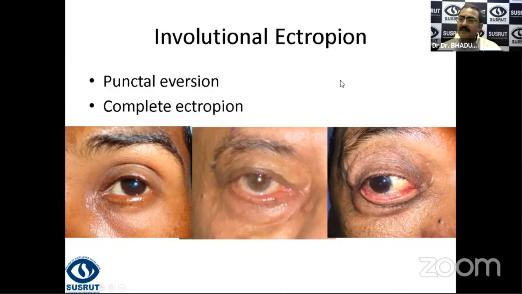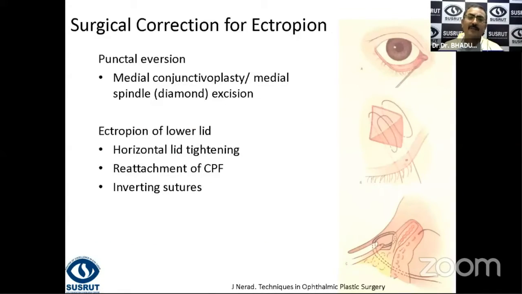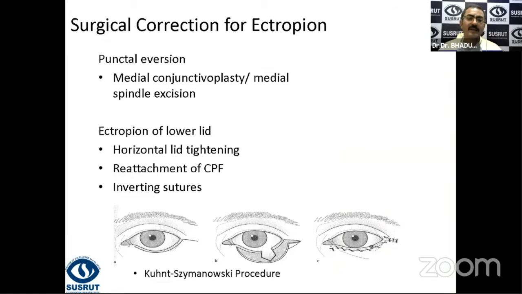The basic mechanisms are the same as for entropion, except that the lid turns outwards. So this is a patient who has mild ectropion. More severe, this is a typical tarsal ectropion where the entire tarsal surface is exposed and often becomes inflamed. If you have just a medial ectropion where you have an eversion of the punctum, you can treat that by doing a diamond excision followed by inverting sutures here. While more extensive ones would be treated differently.